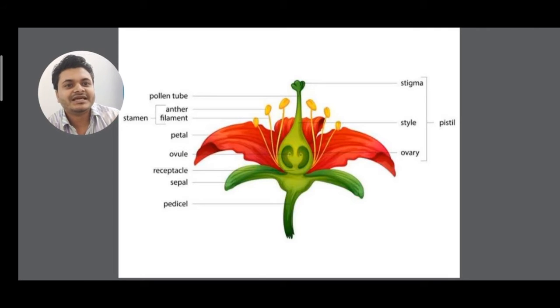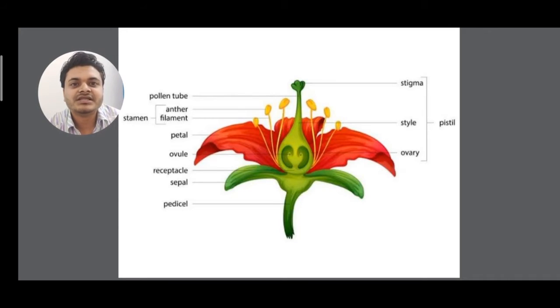Followed by the green-colored parts, those are called sepals. Clear? So sepals combine to form the calyx. A group of sepals forms the calyx. Then on top of it we have the receptacle. Another name for the receptacle is thalamus. The thalamus is the area or point from where all the floral whorls arise. So what are the floral whorls? Calyx, corolla, androecium and gynoecium. Clear? So we'll see that.